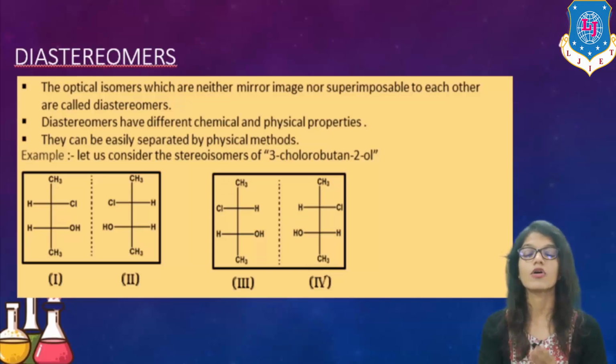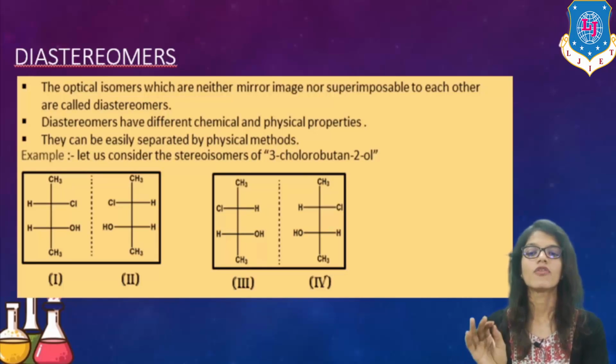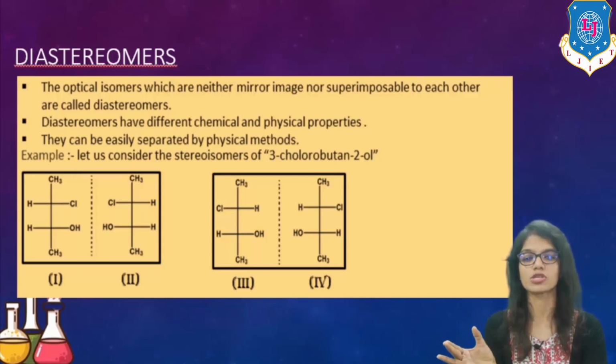Here, the example of the stereoisomers of 3-chlorobutan-2-ol is given. As you can see here, we have 1, 2, 3 and 4: four different structures of the compound 3-chlorobutan-2-ol. If you observe the image, 1 and 2 are mirror images of each other but not superimposable. Now 3 and 4 are similar. But 1 and 3, and 2 and 4 are different. They are the pairs of diastereomers. Try to understand it properly.